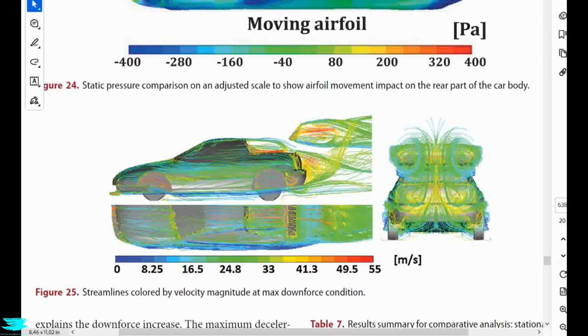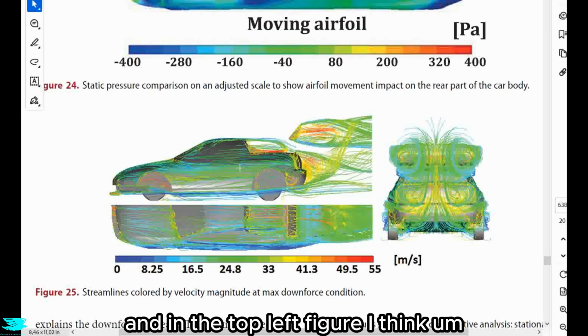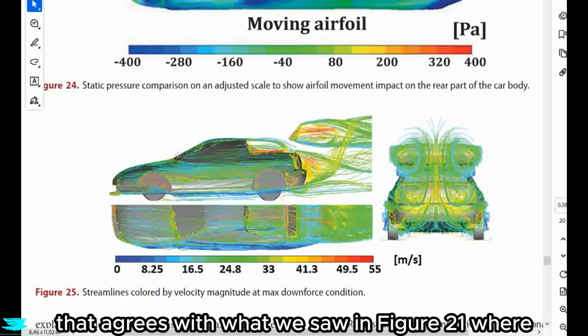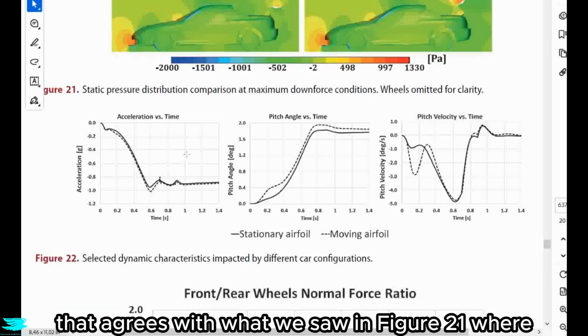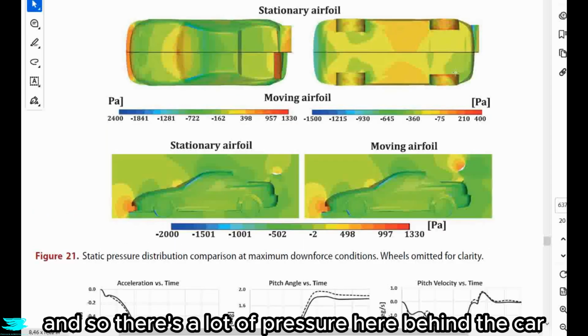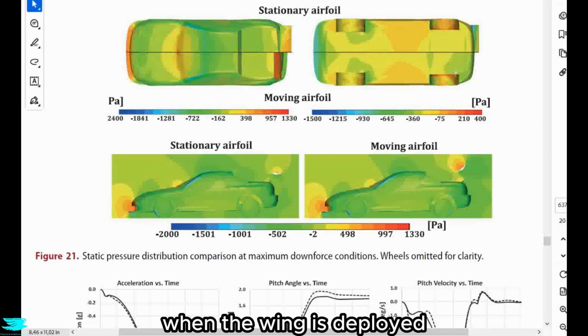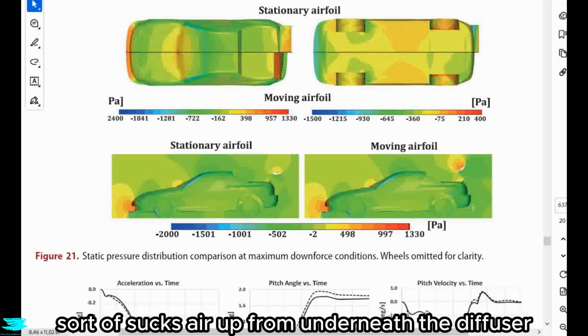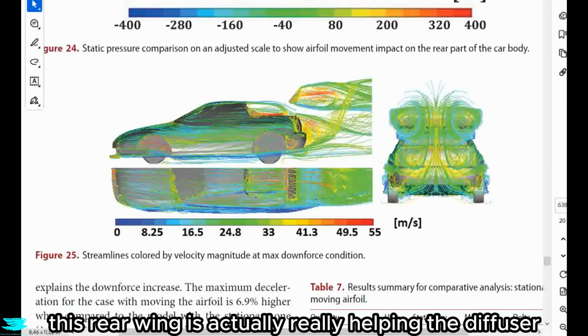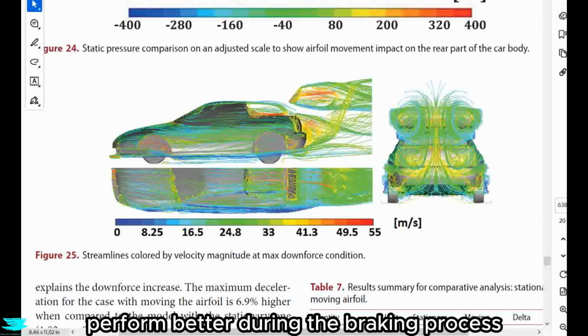And in the top left figure, I think we have the wing deployed. The streamlines from underneath the diffuser are shooting up more. That agrees with what we saw in figure 21, where we have more downforce being produced on the diffuser. And so there's lower pressure here behind the car and the wing when the wing is deployed, and that sort of sucks air up from underneath the diffuser and shoots it upwards. That's what I think is happening here. So this rear wing is actually really helping the diffuser perform better during the braking process.